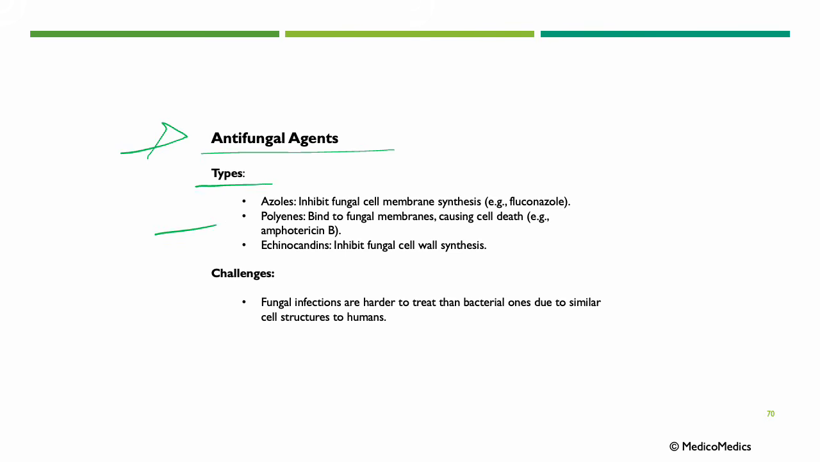But what kinds of types do we have? Well, we have azoles. These inhibit cell membrane synthesis, like fluconazole. We have polyenes. These bind to fungal membranes, causing cell death. We have something called echinocandins. These inhibit fungal cell wall synthesis.